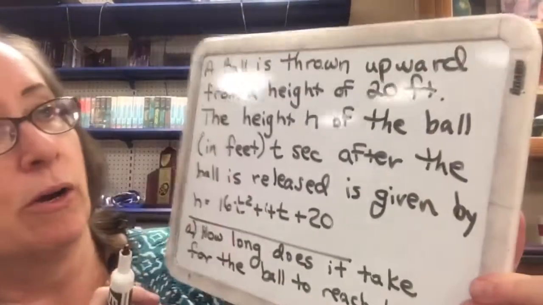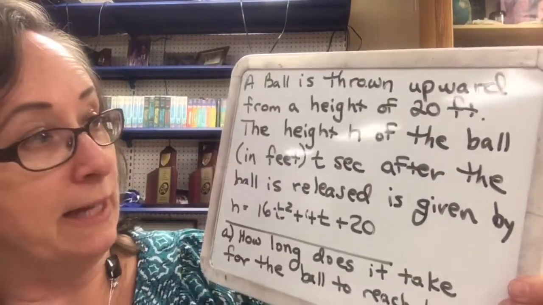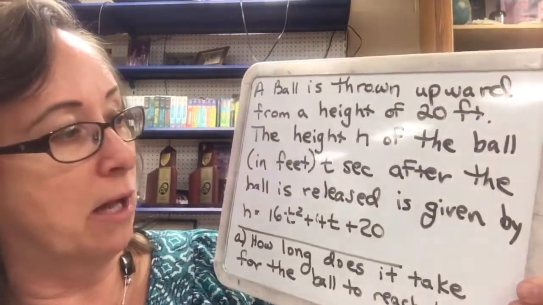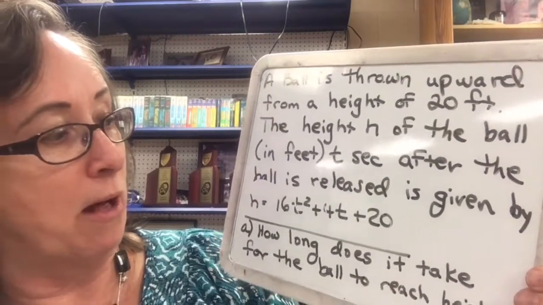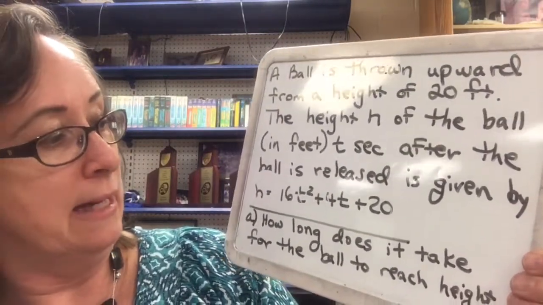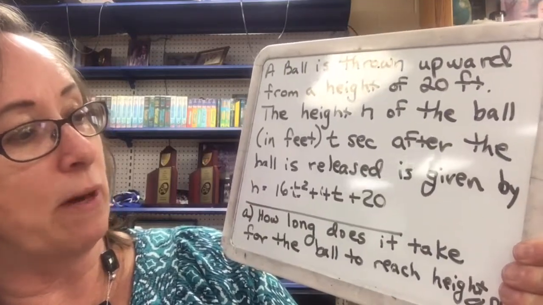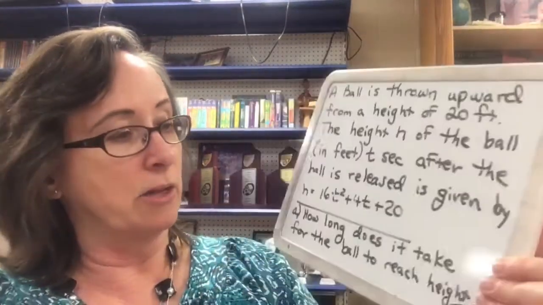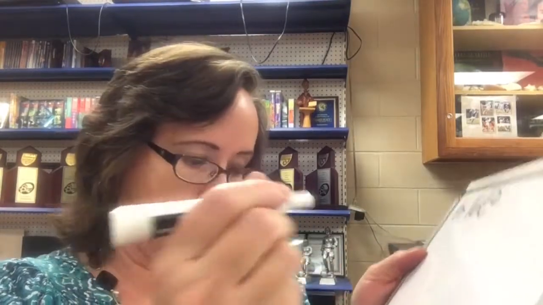And now, for the last problem in this set, we have a word problem. We have a ball is thrown upward from a height of 20 feet. The height h of the ball in feet, t seconds after the ball is released, is given by h is 16t squared plus 4t plus 20. So I'm going to write that equation a little bit bigger over here. H is 16t squared plus 4t plus 20.